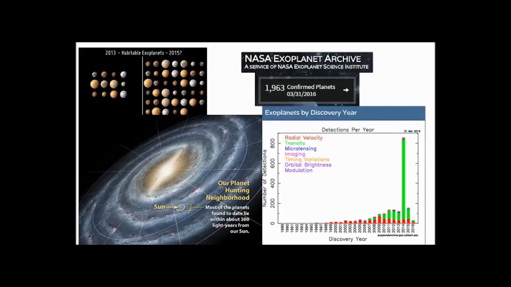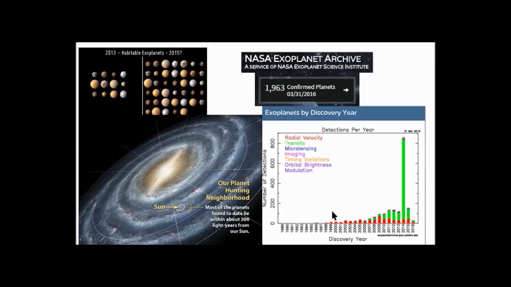We're starting to find a lot of planets that are called exoplanets. That means they're not in our solar system. They orbit stars other than the sun. So we're starting to find a lot more. Currently we found 1,963. Most of them being found in the last couple of years.